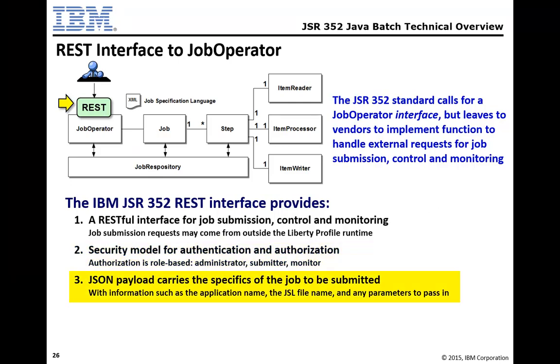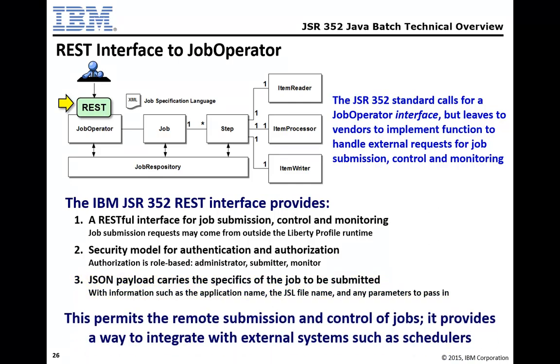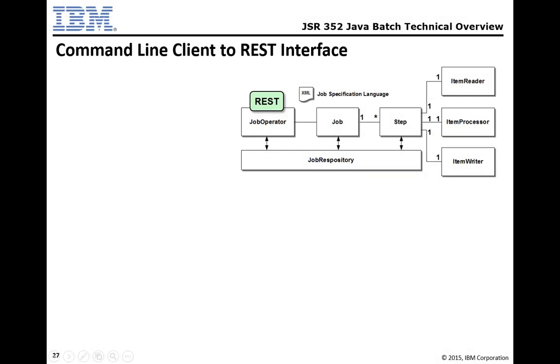The interface supports the use of JavaScript object notation, or JSON for short, to carry the specifics of the job submission. This includes such things as the batch job application name and any job properties you wish to pass in. The REST interface provides a way to remotely submit jobs and control them. That's important because it provides a way to integrate with things such as external schedulers. Those schedulers may or may not understand the IBM Java Batch REST interface, so a command line client is also provided.